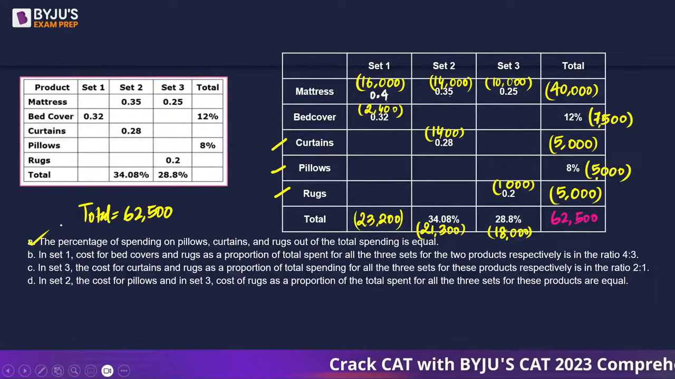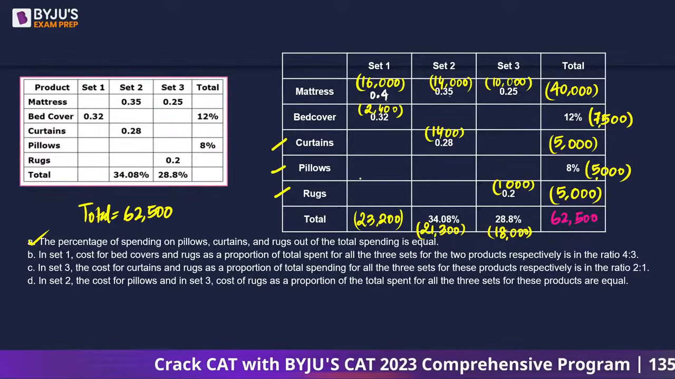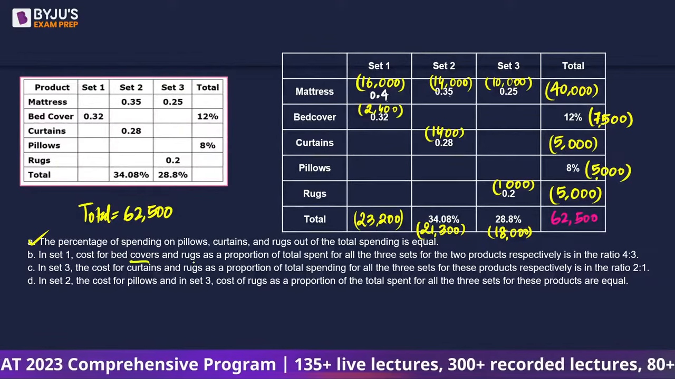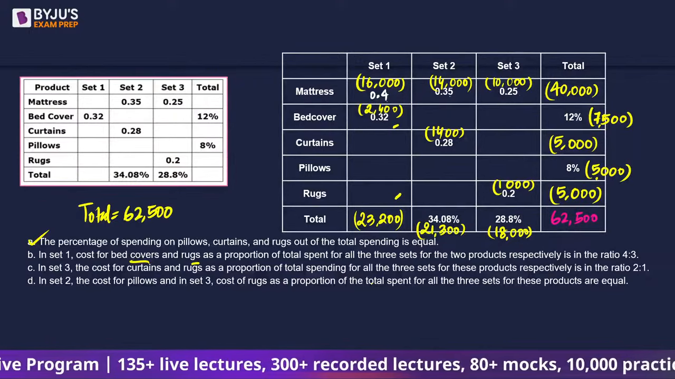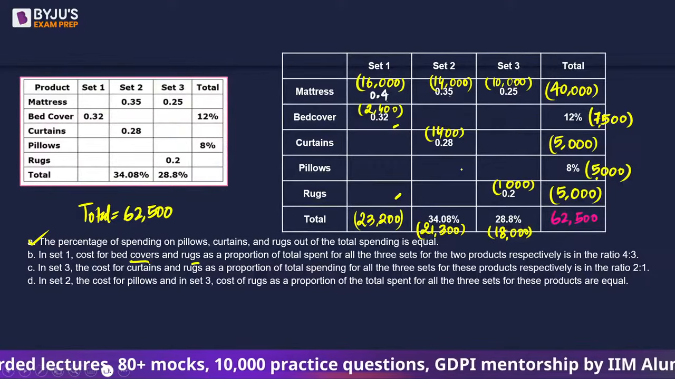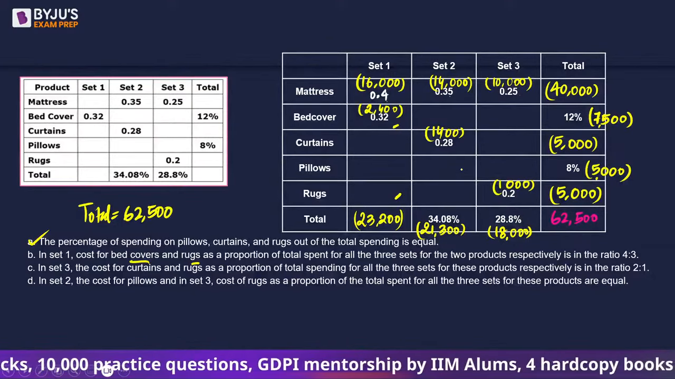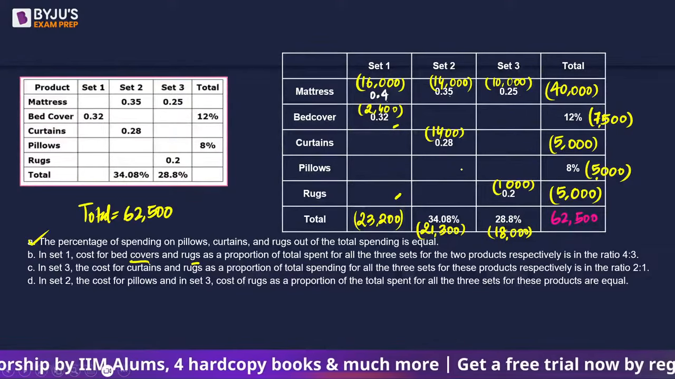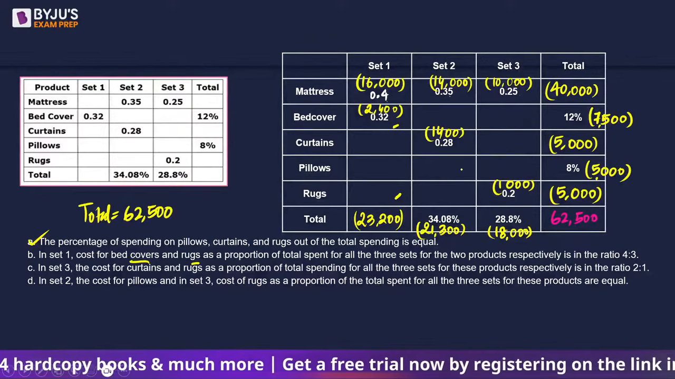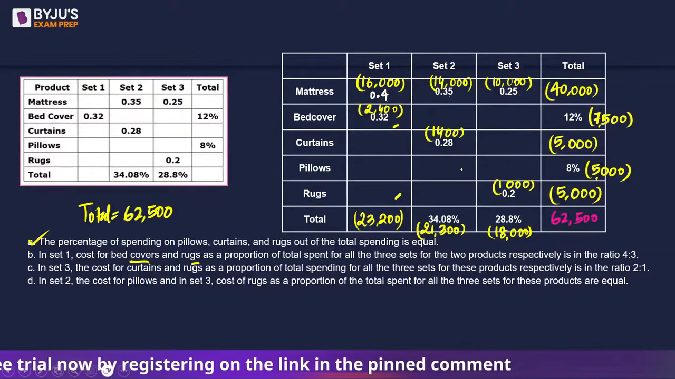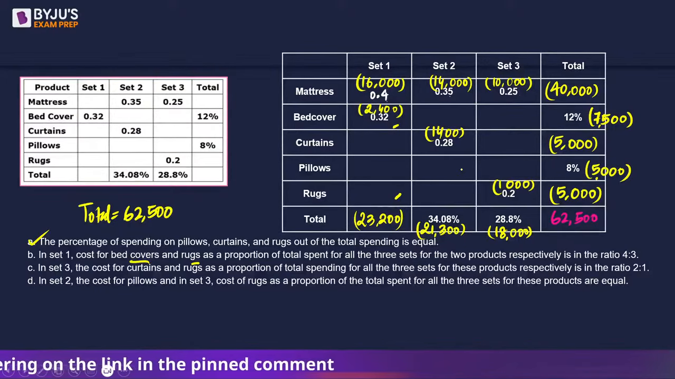Statement B now says in set 1, so we will be looking at the first column, cost for bed covers, which is the second one, and rugs, so this and this, as a proportion of total spent on all the three sets for the two products respectively is in the ratio of 4:3.